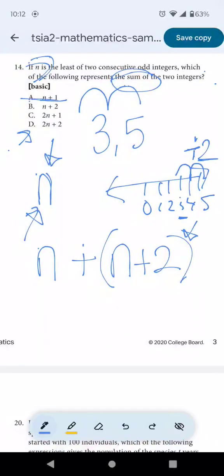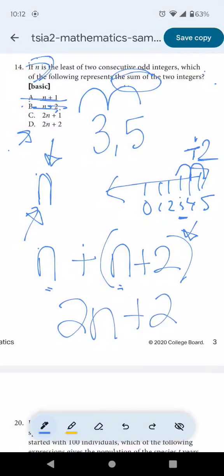We know it's not n plus 1. We know it's not n plus 2. I have two n's, so I need to combine like terms, which is where they got the 2n from. And then you just bring down that next 2. And that's why my answer is D.